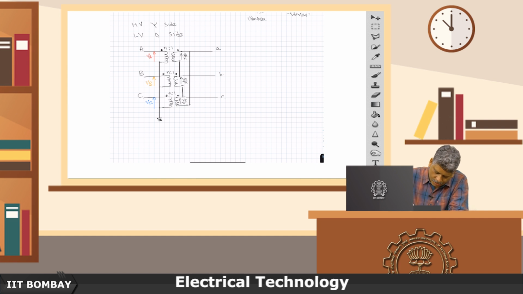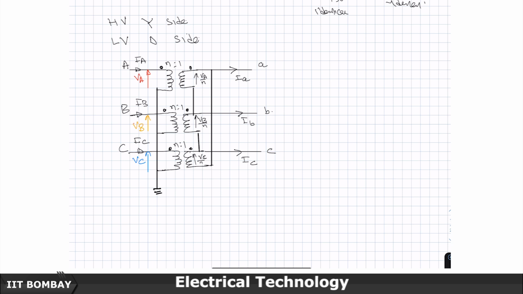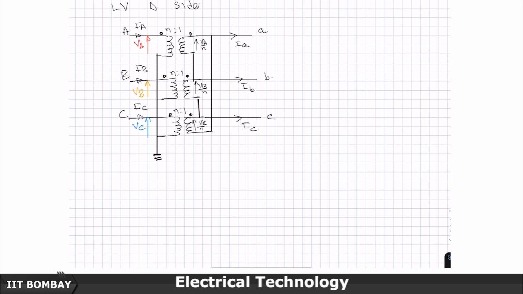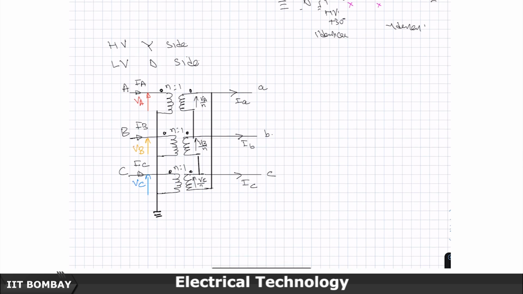Now, let us also mark the line current here. This is the line current, IB and IC, and the line currents here are capital IA, capital IB and capital IC. Now, let us first of all do the thing algebraically. So, let me start the algebra here.